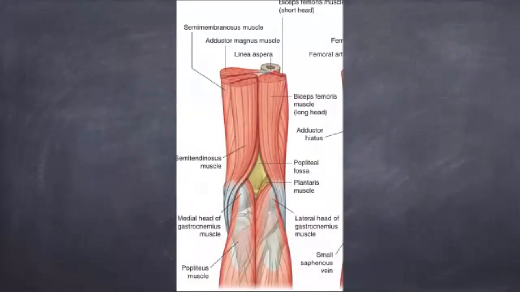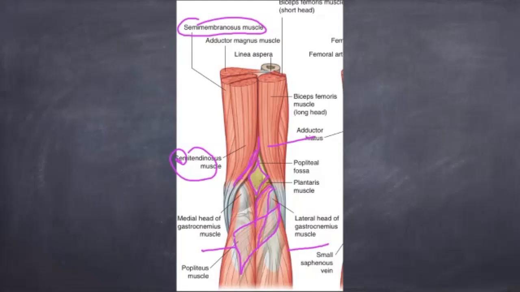So these are the muscles: semimembranosus muscle and semitendinosus muscle. These form the diamond shape, which is the popliteal fossa, along with biceps femoris and gastrocnemius. You see the popliteus, which unlocks the knee joint, and the plantaris muscle, the smallest thread-like muscle. You remember the muscles of the leg.